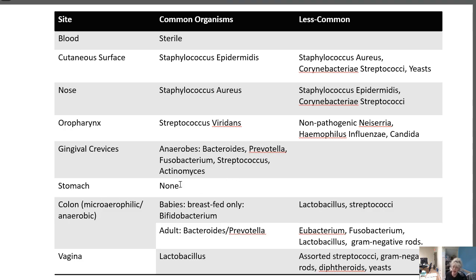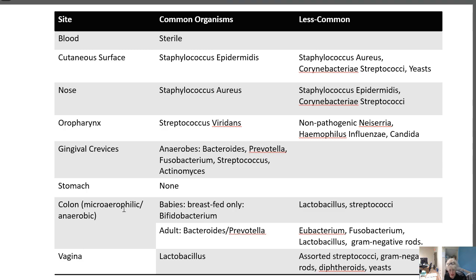Stomach, none, because our stomach has a very high acidity, unless, of course, you get Helicobacter pylori. And Helicobacter pylori actually makes its own protective zone by secreting urease. It's like a capsule, and urease is very alkaline, as opposed to the stomach being very acidic. So Helicobacter or H. pylori is very hard to eradicate. You usually have to do a triple therapy with that: clarithromycin, omeprazole, and amoxicillin.